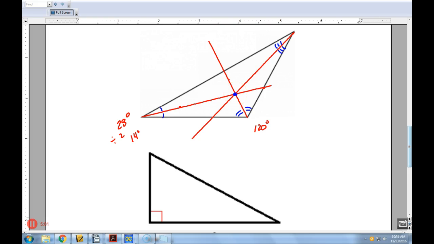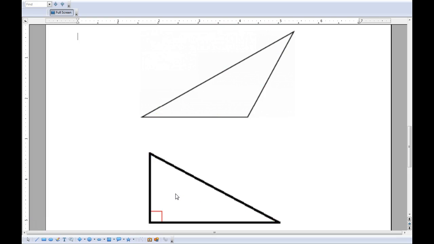Now what you're going to find, I'm not going to do all the different triangles, but you will find that when you do this and you split all of the angles in half, they should always meet inside the triangle. So angle bisectors always meet inside the triangle. Perpendicular bisectors could meet inside, outside, or actually right on the triangle.